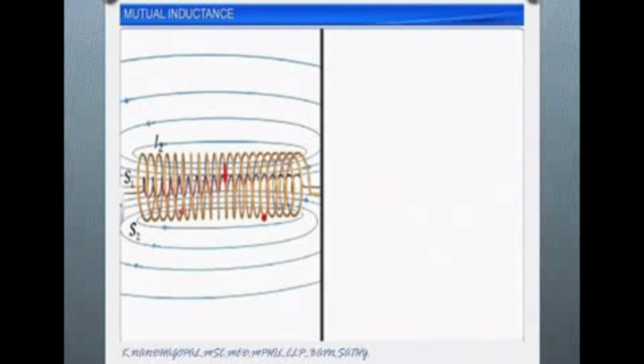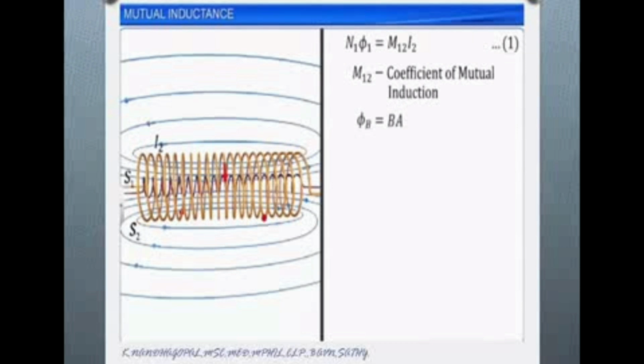Now we are going to calculate the magnetic flux produced by the coil. N phi 1 equals mutual inductance, because there are two coils, M12 I1. We can take that as equation 1. This is for the current flowing in the coil S1. So M12 is the coefficient of mutual inductance due to current flowing in the primary coil, coil 1. So N1 phi 1, because that current flows in the first coil. So phi equals B into A.